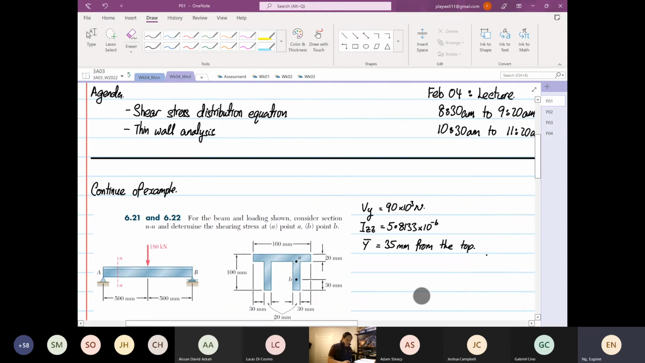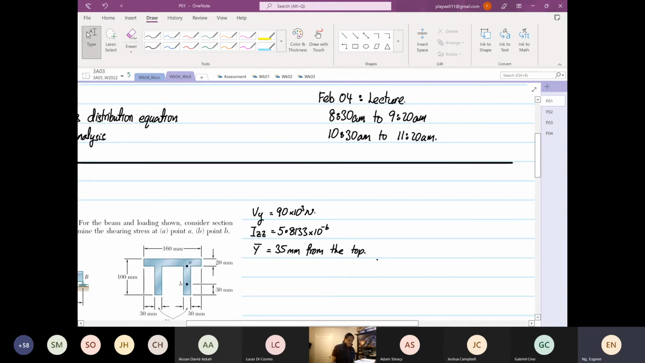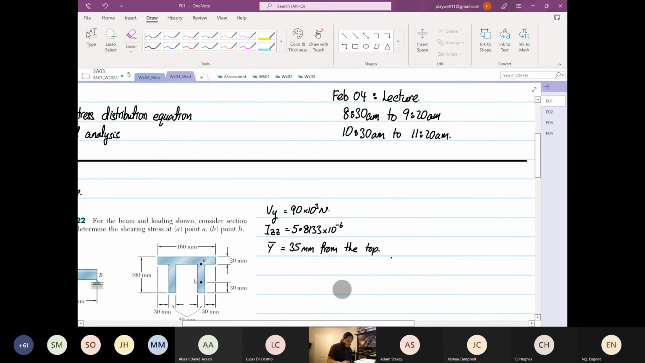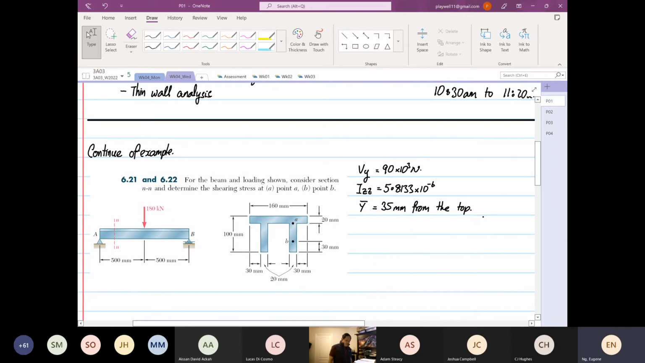And then on the 4th of February, there will be lectures from 8:30 to 9:20, and then 10:30 to 11:20, again lectures. As you can see, I've been lecturing even though it's tutorial. I still lecture and do examples at the same time. Right, so we're going to continue our example.